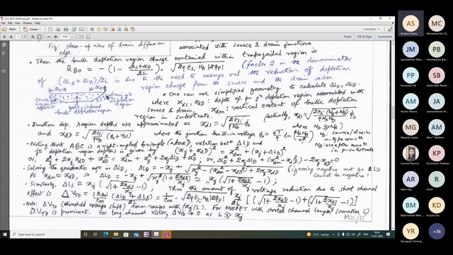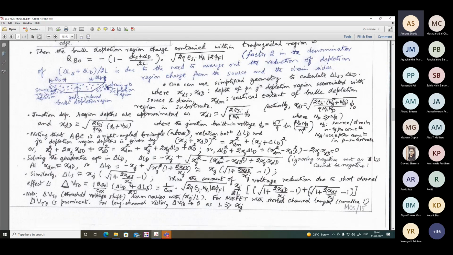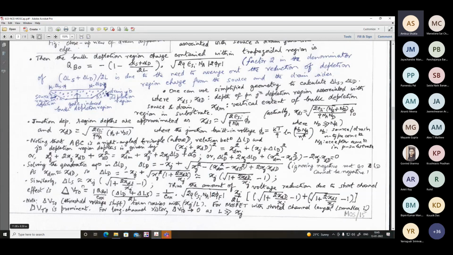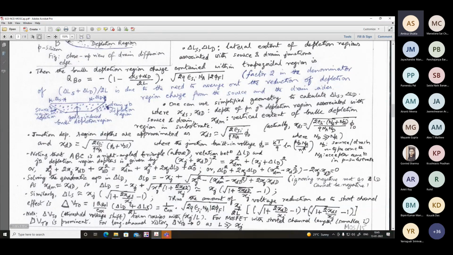And roughly we can write it as XJ into root over 1 plus 2 XDD by XJ minus 1. Similarly, on the source side, you can write it in this fashion. So finally, then what we can write is this. Delta VT0, mind you, this is delta VT0. That means VSB is taken to be 0.